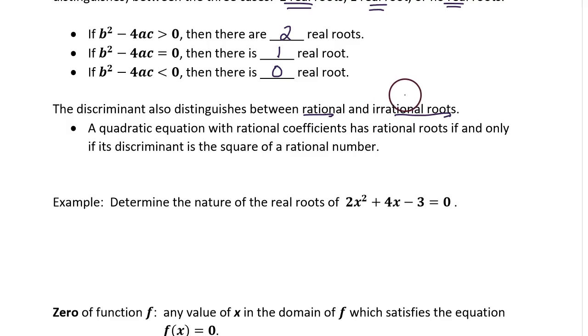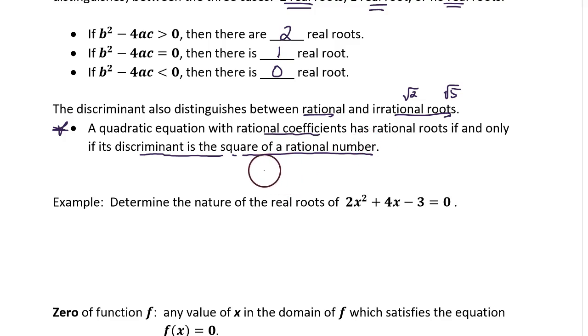They have a radical sign, such as the square root of 2, the square root of 5, and so on. Those are called irrational numbers. Here's how to use the discriminant to tell if roots are rational or irrational. If a quadratic equation that has rational coefficients has rational roots, then that will only happen if the discriminant is the square of a rational number.